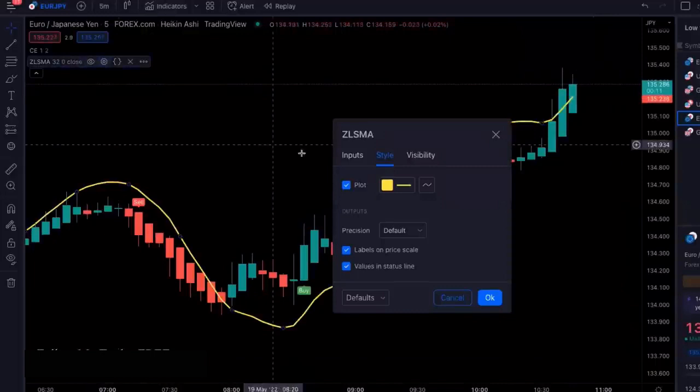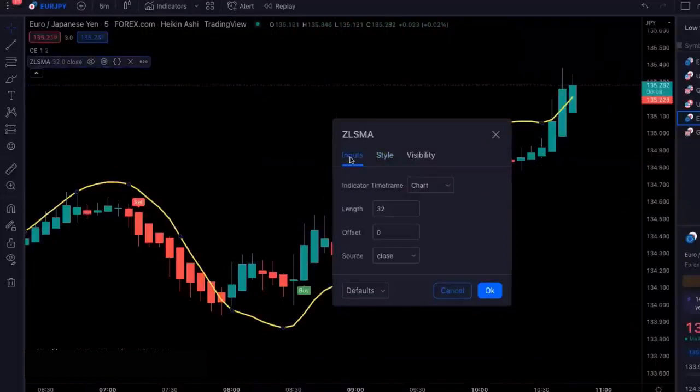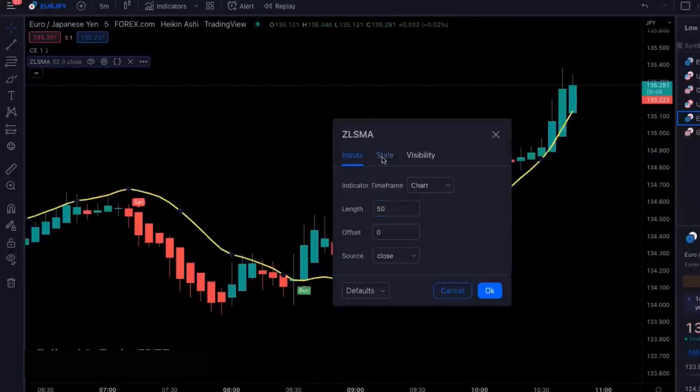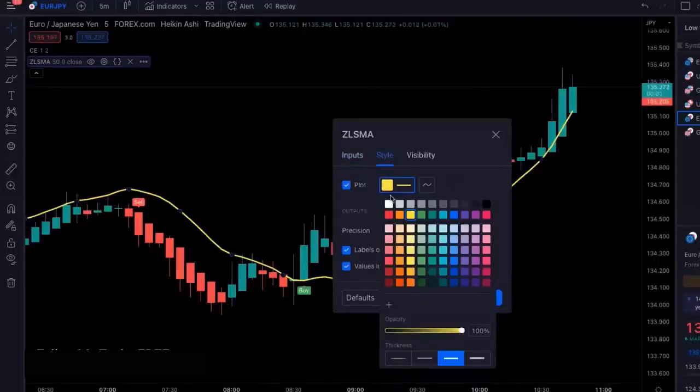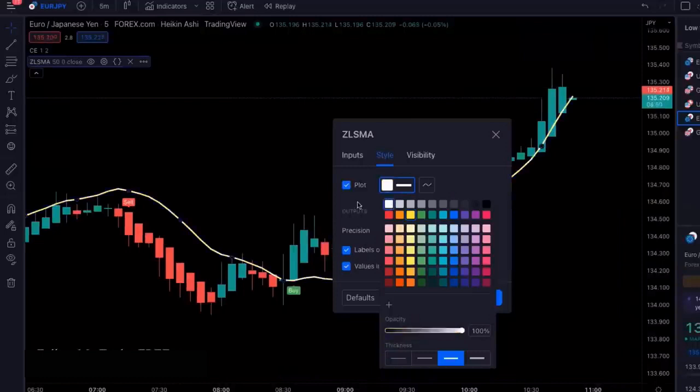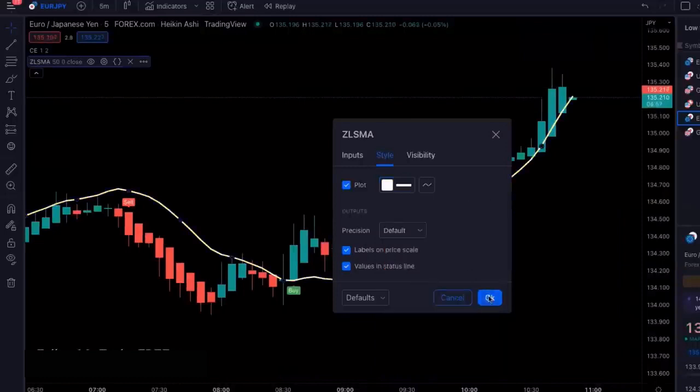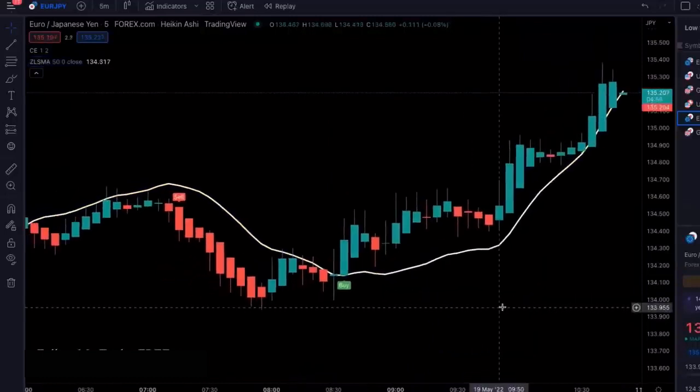Let's go into settings, input. The length, we're going to change to 50, and for style, I like that line to be white. So I'm just going to change that color to white. Click OK, and now you're good to go.